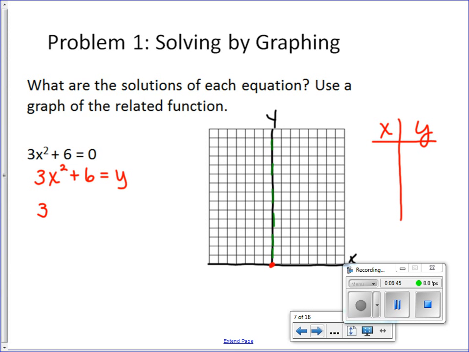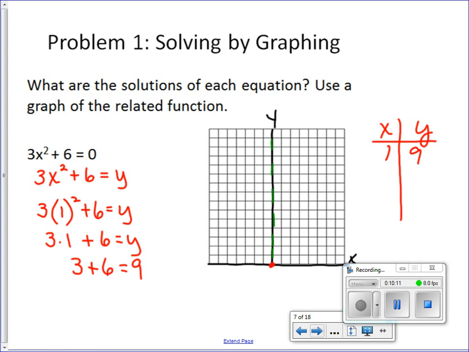Let's pick 1. 3 times 1 squared plus 6. This may be the only one we can get on our graph anyway. 1 squared is 1. 3 times 1 plus 6 equals y. 3 times 1 is 3 plus 6 is equal to 9. So when x was 1, y is 9. So at 1, 9, right here, and also right here. Now, I can see I'm not going to get anything more. This is going to be a very, very skinny parabola.